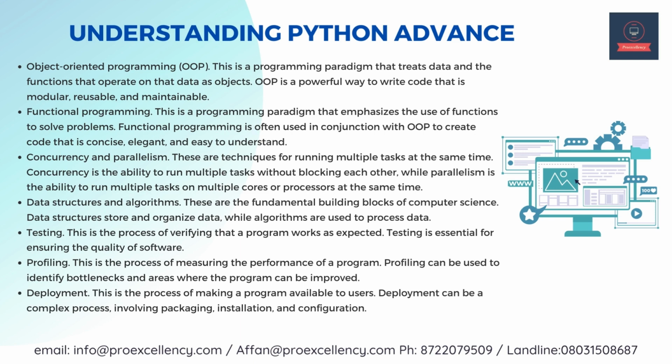Concurrency is the ability to run multiple tasks without blocking each other, while parallelism is the ability to run multiple tasks on multiple cores or processors at the same time. Data structures and algorithms. These are the fundamental building blocks of computer science. Data structures store and organize data, while algorithms are used to process data.